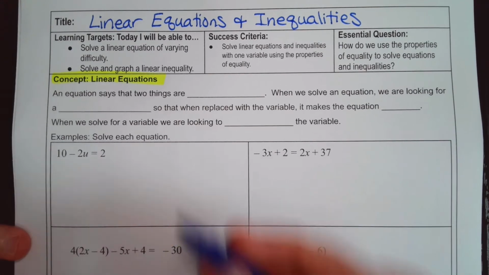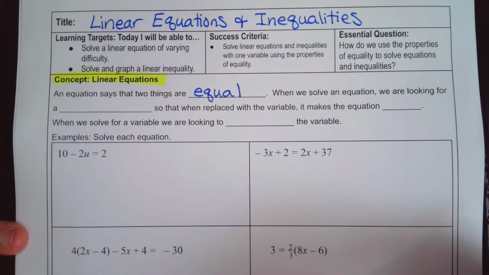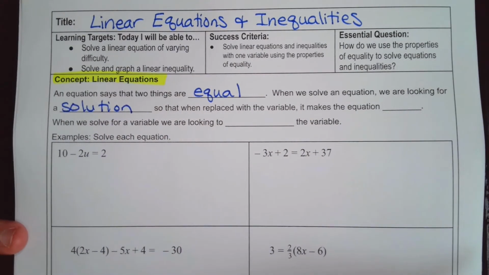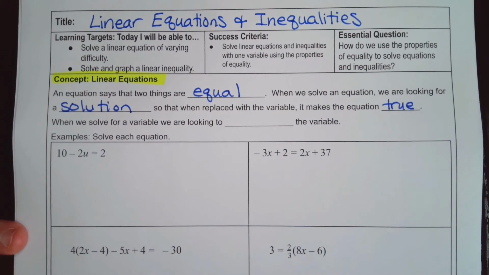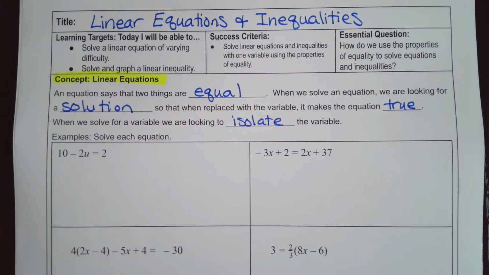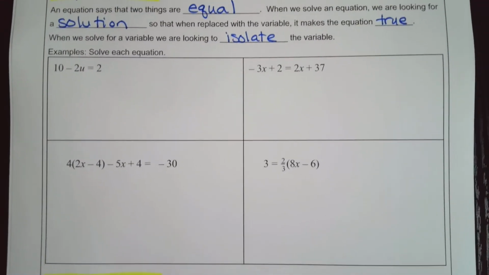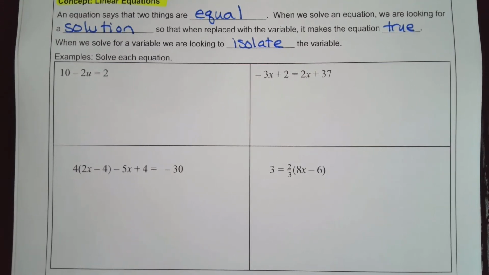An equation says that two things are equal. When we solve an equation, we are looking for a solution so that when replaced with the variable, it makes the equation true. When we solve for a variable, we are looking to isolate the variable. So that's all we're doing. We are isolating the variable. So I have some examples here that we are going to go through and do, and they get progressively more difficult. So the first one, we have 10 minus 2u is equal to 2.